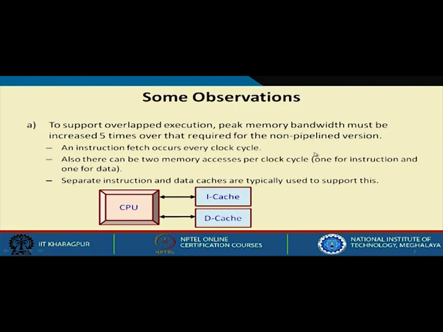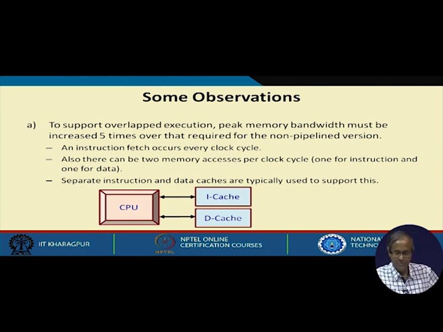So, this has been summarized here. To support overlapped execution, the peak memory bandwidth must be increased 5 times over that required for the non-pipelined version. Means, as I said, that instruction fetch in a pipeline occurs every cycle, and because some other instruction can also access data, there can be a maximum of 2 memory accesses per clock.